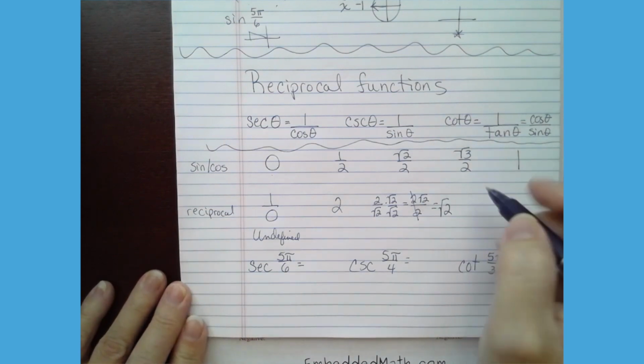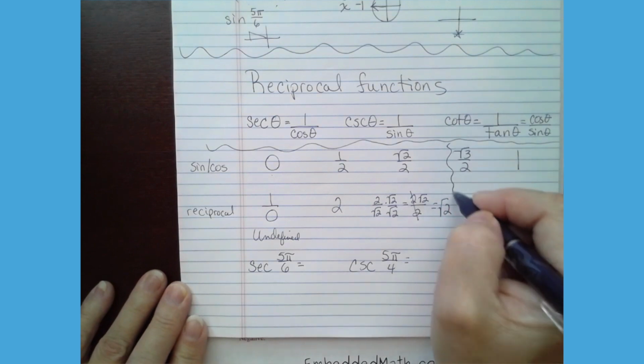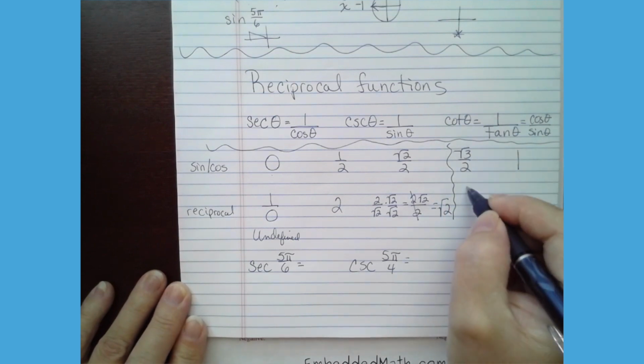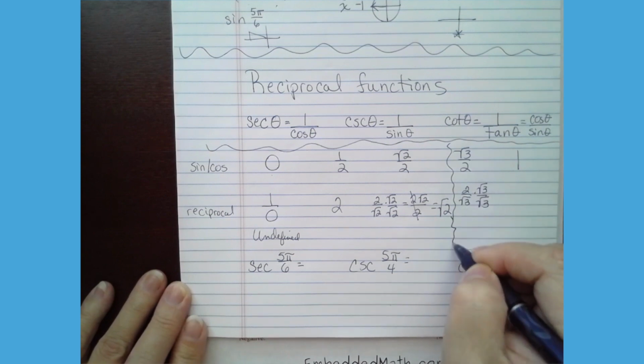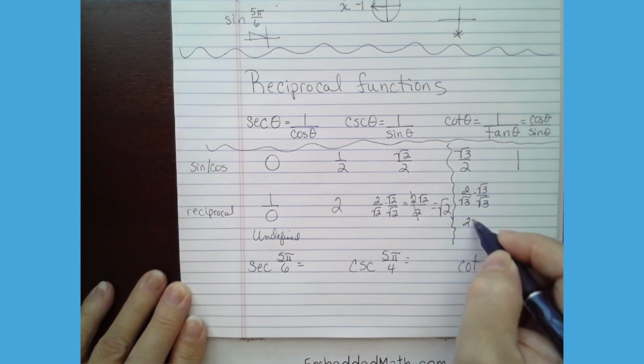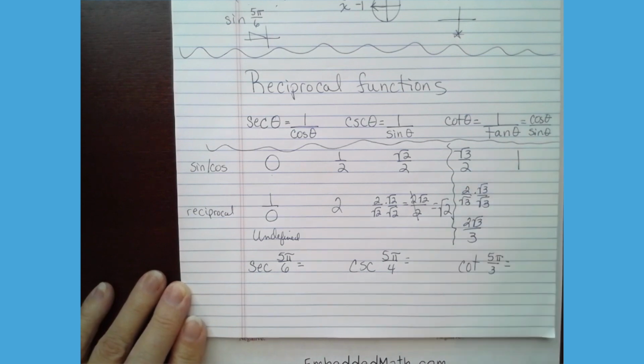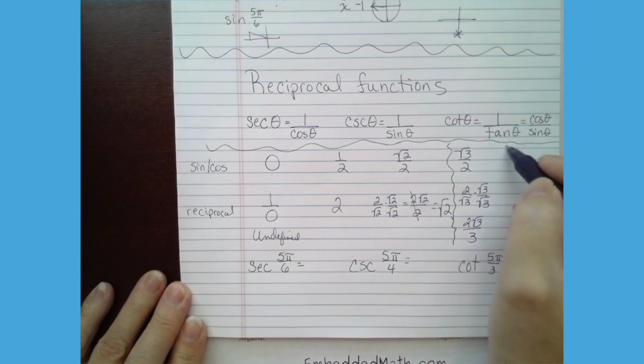If you flip this guy, sorry, I did not manage that space well, then you get 2 over root 3. If you rationalize by multiplying by the magic 1, then you get 2 root 3 over 3. And if you flip 1, well, you get 1.